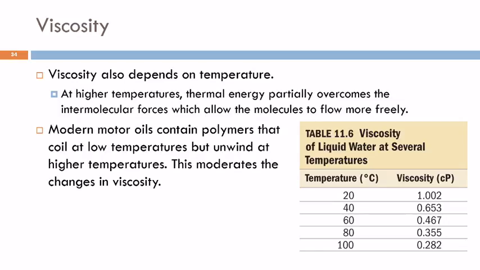What's really cool about modern motor oils is that they've incorporated polymers. These polymers will coil up at low temperatures, so they're more spherical, and so the intermolecular forces between them are weaker. Then at high temperatures, they straighten out and become more tangly.